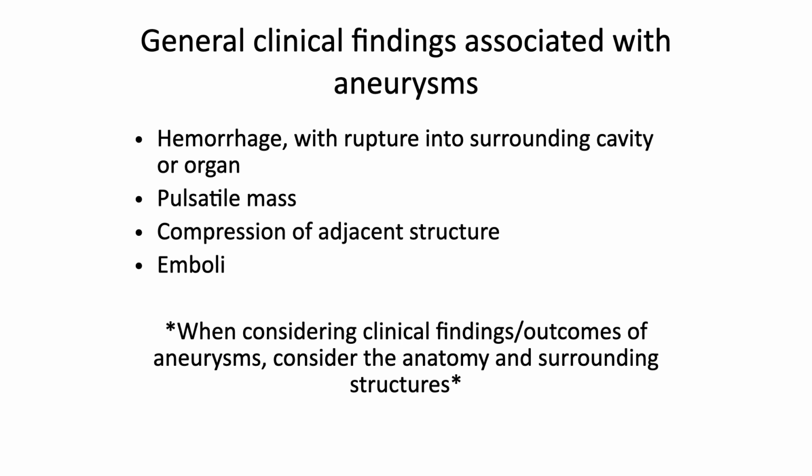Compression of adjacent structures: an abdominal aortic aneurysm could push on a range of things. It could push on the ureter and potentially cause renal failure. It could push on the colon and potentially cause an obstruction. It could push on the renal artery and cause infarct of the kidney. So these are things to think about. Think about what's around it. What could it push on?